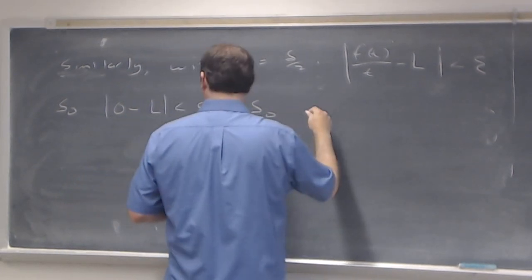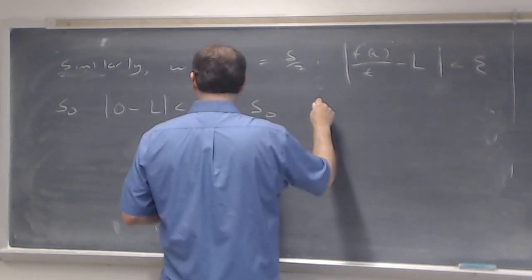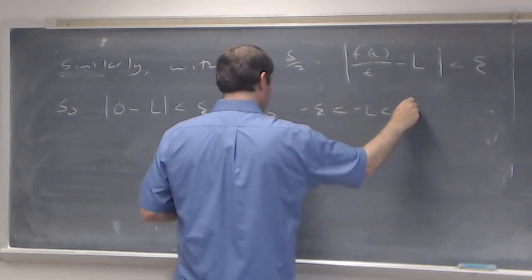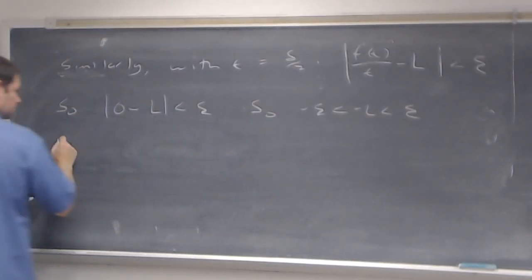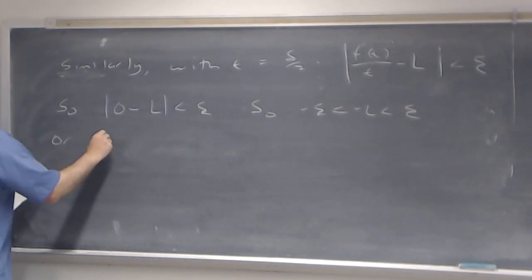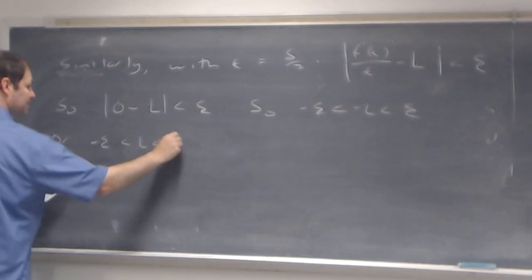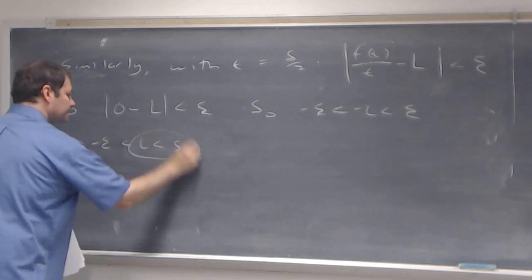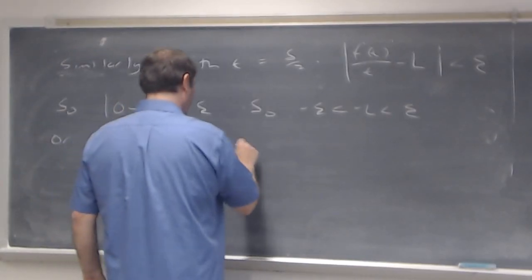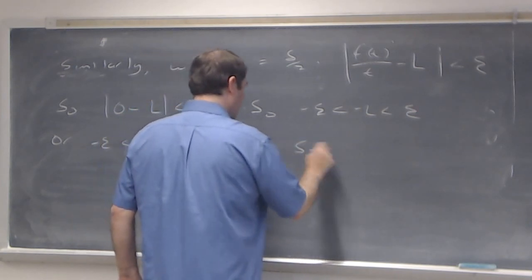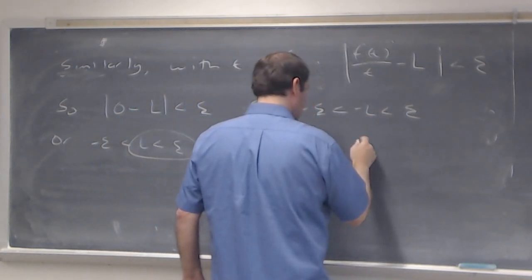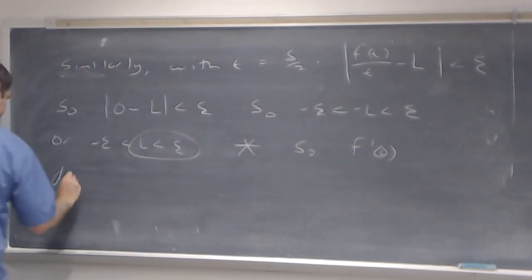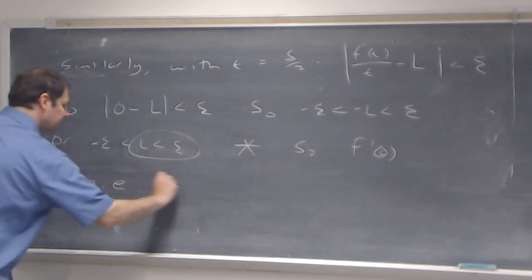So that says that minus epsilon is less than minus L, which is less than epsilon, or that we have minus epsilon is less than L is less than epsilon. Okay. And so we have this. This is a contradiction. So this f prime of 0 does not exist as a real number. And that's the answer.